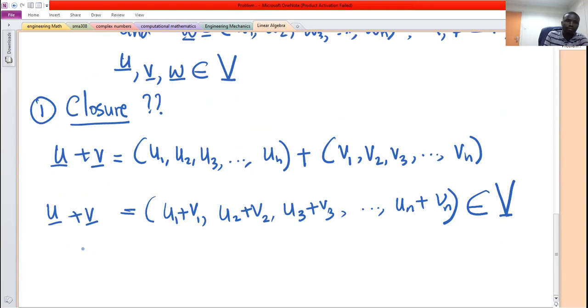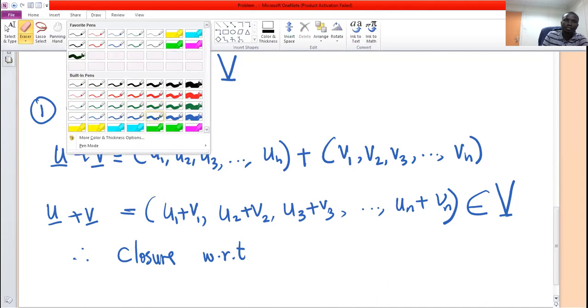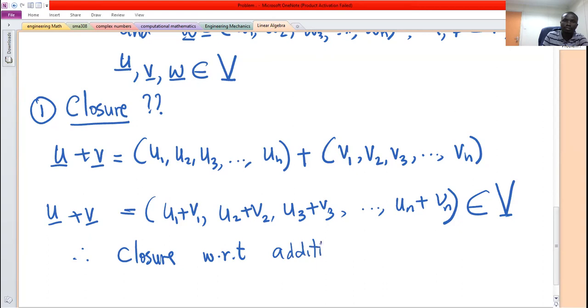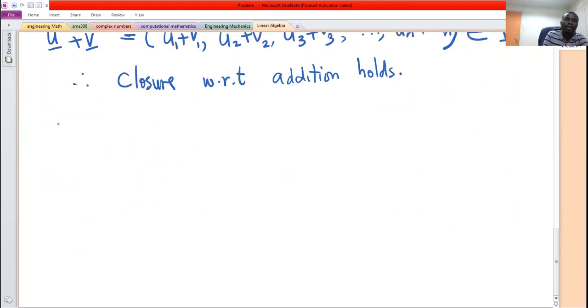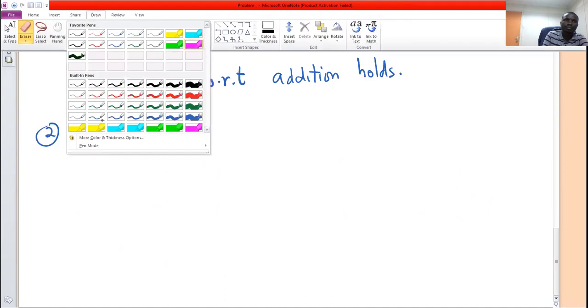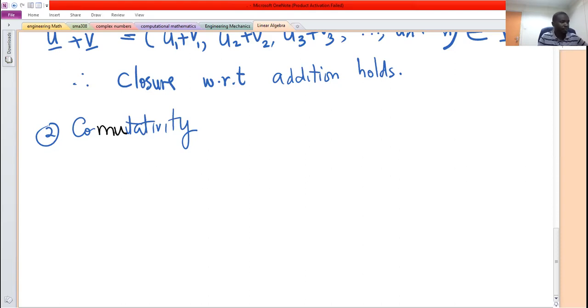So therefore, closure with respect to addition holds. So that's the first property. Second property, we have to test for commutativity.